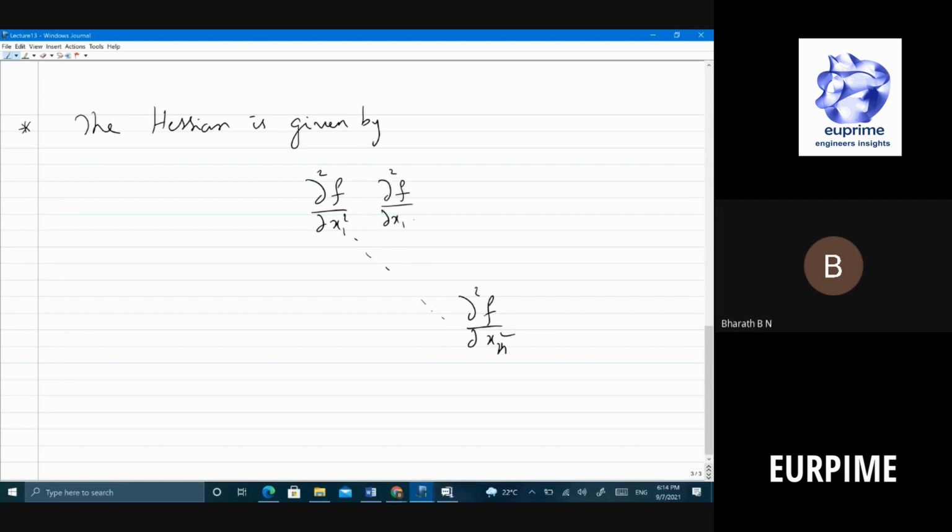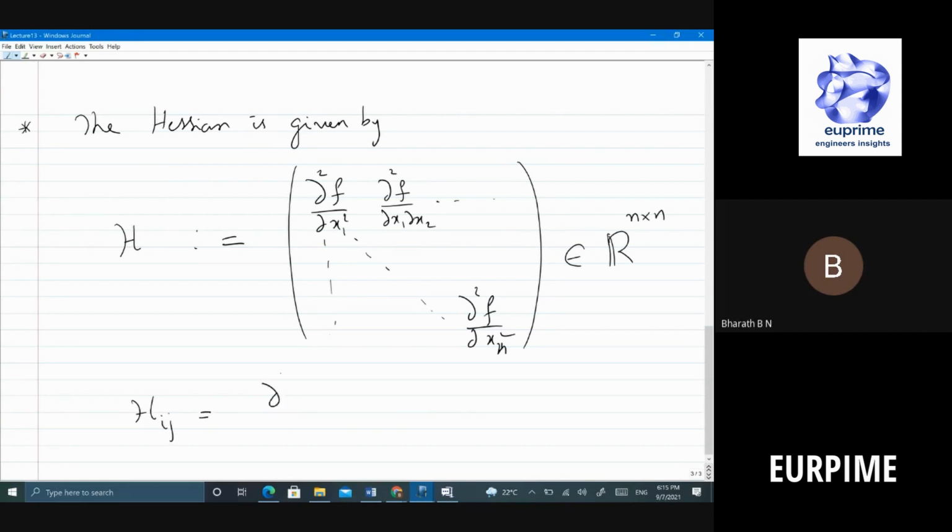This is with respect to x1 and then with respect to x2, right? And so on. And similarly, you know how to fill this, right? This is called the Hessian, right? It's an n cross n matrix. Linear algebra will help us analyze these things. We'll see how to do that later on when we deal with what is known as convex functions. So essentially, the ijth entry of this is dou square f over dou xi dou xj. Okay, this is the ijth entry.